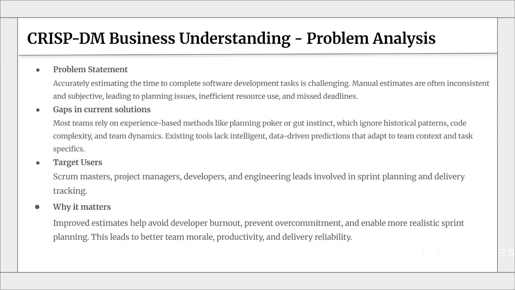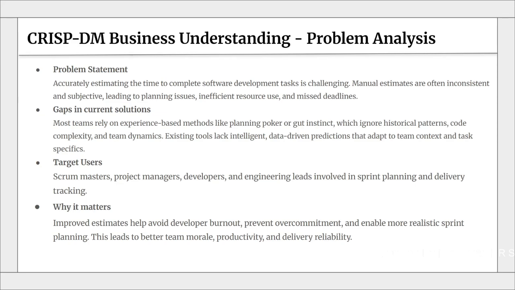The problem statement is that currently, accurately estimating the time to complete software development tasks is challenging, and the manual estimates are often inconsistent and very subjective, leading to planning issues, inefficient resource use, and a lot of missed deadlines. The gap in the current solutions is we involve gut instinct a lot and ignore historical patterns, code complexity, and team dynamics. Existing tools lack intelligent data-driven predictions that adapt to team context and task specificity.